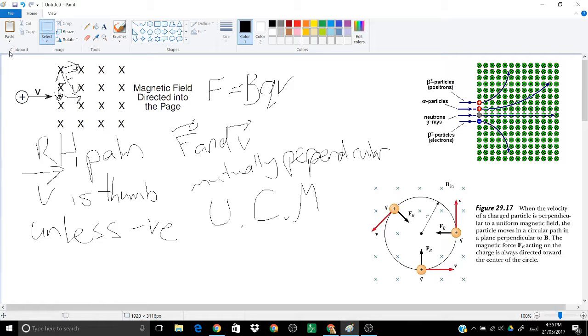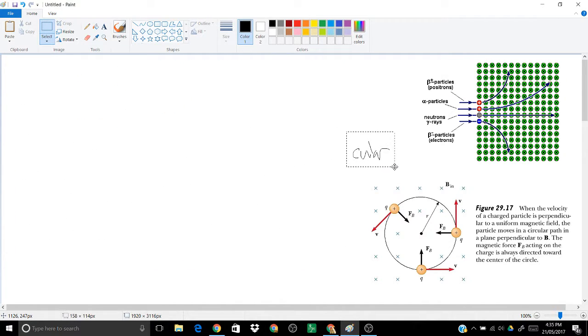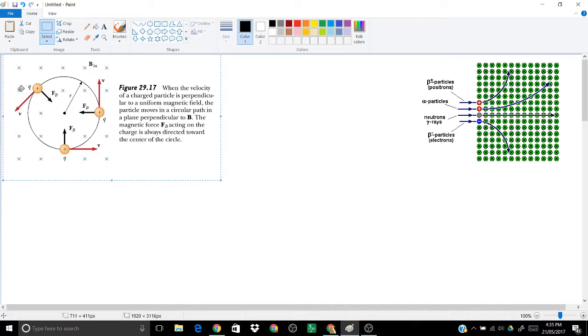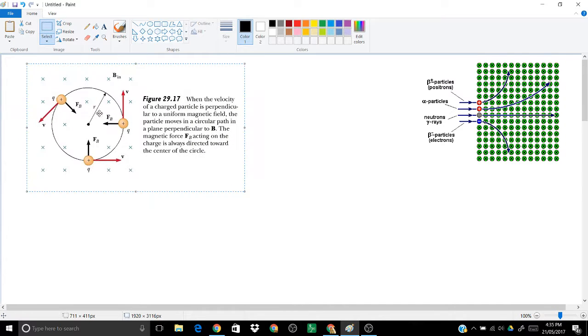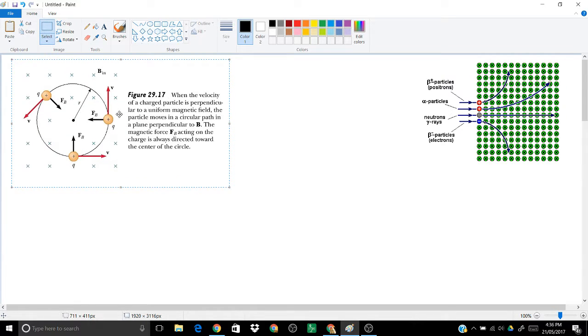Now, if it enters at an angle not directly perpendicular, the perpendicular component will go in circular motion, and the parallel component will have no force, and it will actually look like a helix, but that's not really in this course, so we're going to forget about that. It's not going to be critically important. Let's just drag my little image up here. In this image you've got the particle moving in a circular path because the velocity and the force are always perpendicular to each other, because of the right-hand palm rule. So, uniform circular motion.